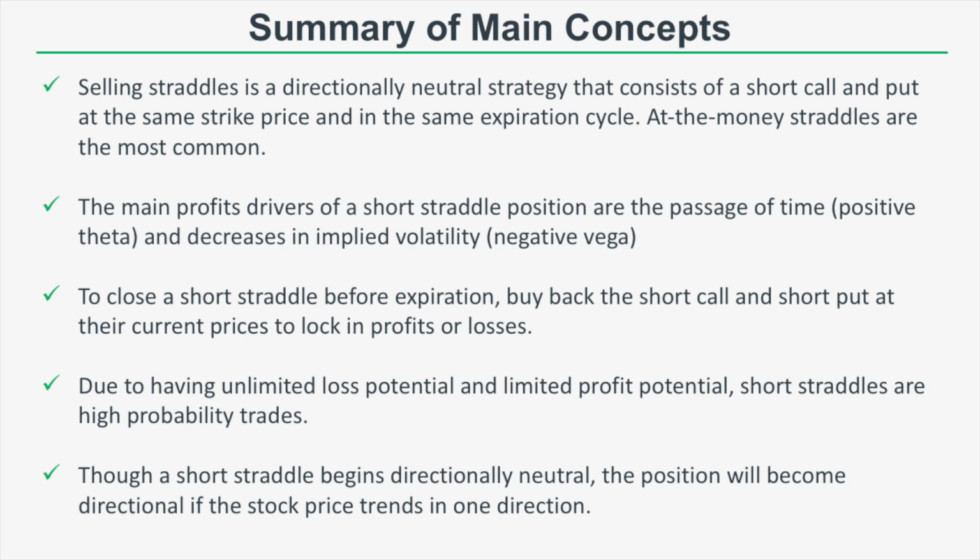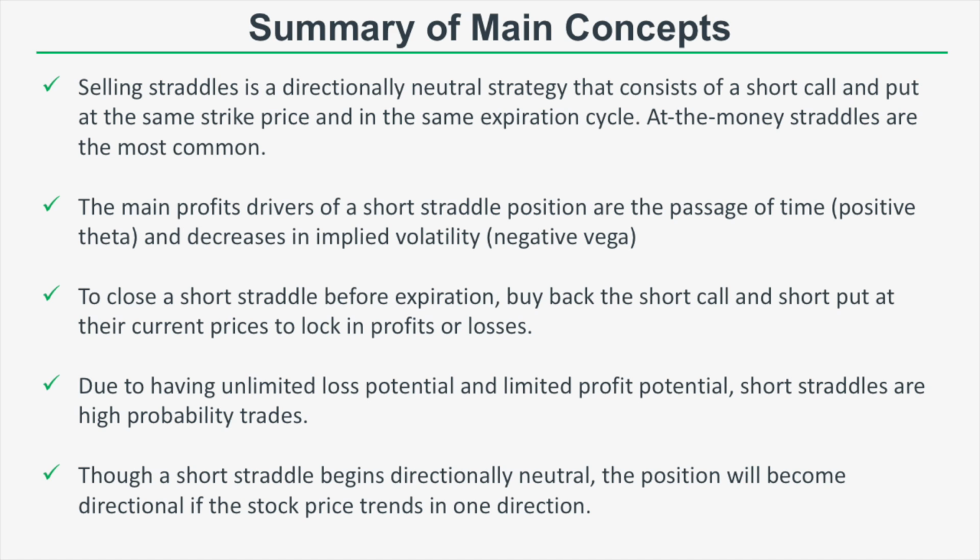So to close a short straddle position before expiration, you can buy back the short call and short put at their current prices to lock in any profits or losses you have in the trade. So if you sell a straddle for $10 and it drops down to $5 and you want to take that 50% profit, you can go ahead and buy back that short straddle. Now, on the other hand, if you sell a straddle for $10 and it goes to $20 and you want to stop the bleeding, you can, of course, go ahead and buy back that short straddle for $20, in which case you'll lock in that loss of $10.